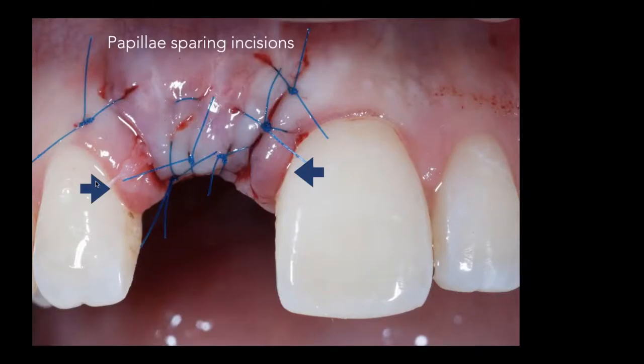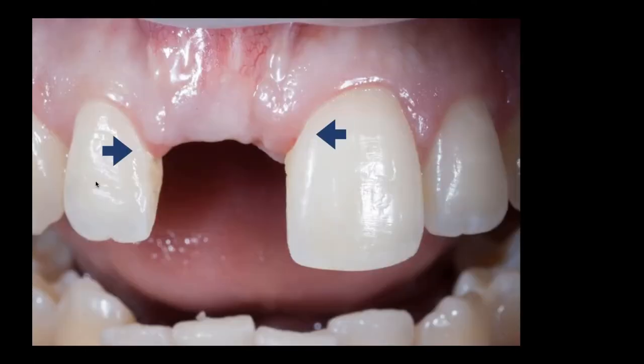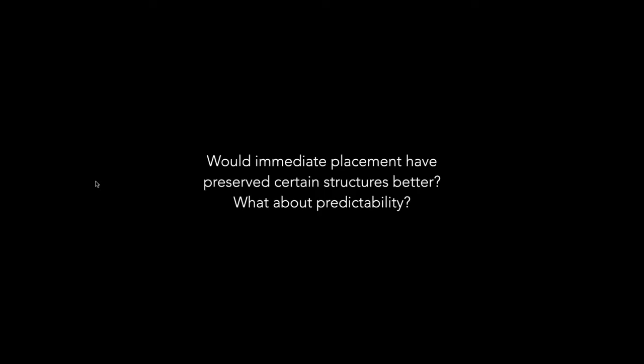Then, like I said, I love doing these papilla sparing vertical incisions. It helps me get closure. And some people would say, oh my gosh, you're decreasing the soft tissue. Actually, you're not. You're just repositioning the soft tissue. And once it's nicely healed, what we did was we placed our implant.